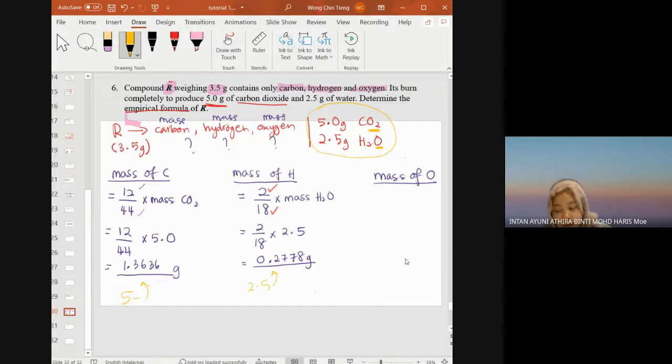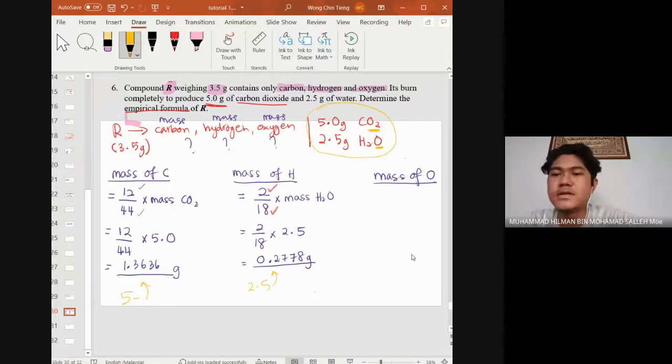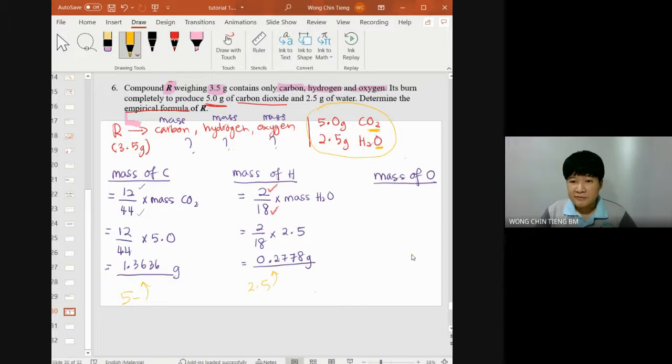Mass of compound R tolak dengan mass of carbon dengan mass of hydrogen. Okay, Intan kata mass of compound R, sebab kita tahu R dibuat daripada carbon, hydrogen, oxygen. So guna mass of compound R, tolak carbon, tolak hydrogen. Dua cara kat sini. Cara ketiga. Ada orang buat cara lain? Himan? Himan guna cara Intan ke guna cara Iyad? Cara Intan. Mimi? Cara Intan.